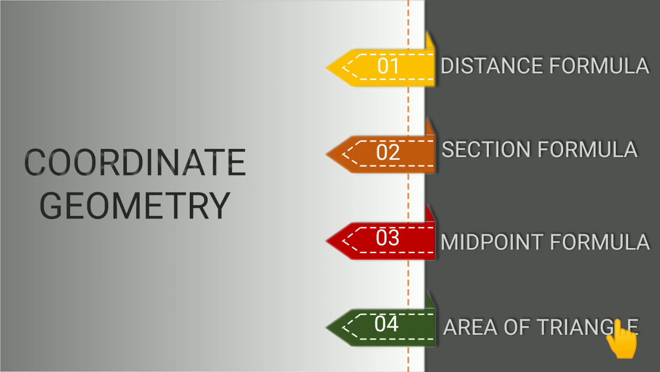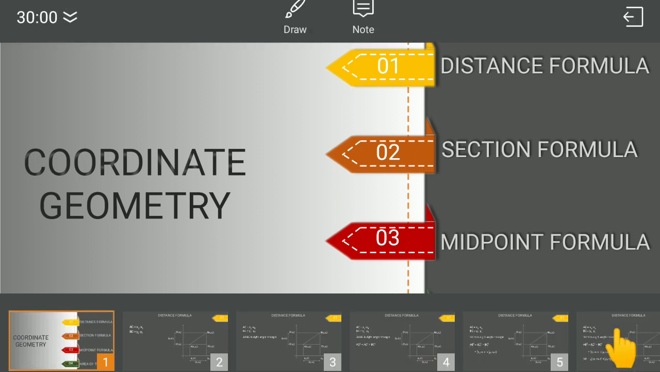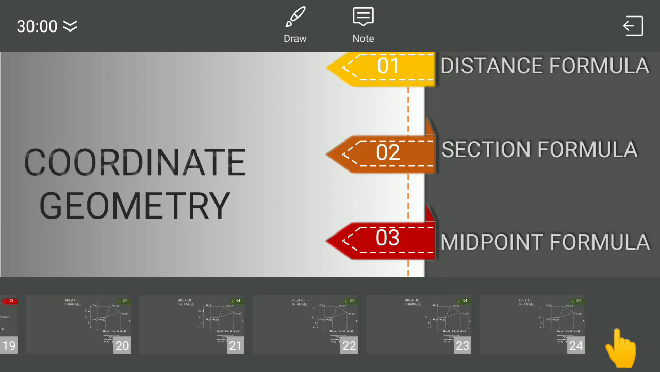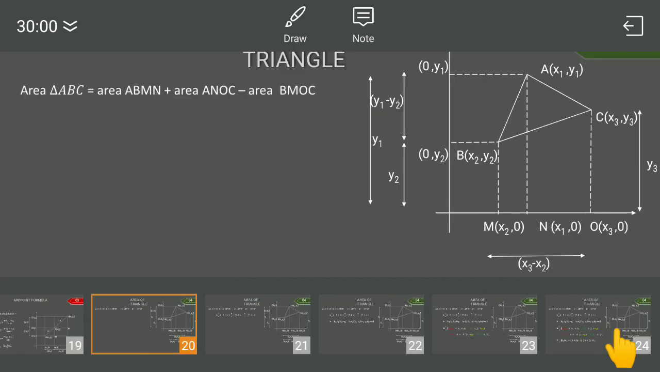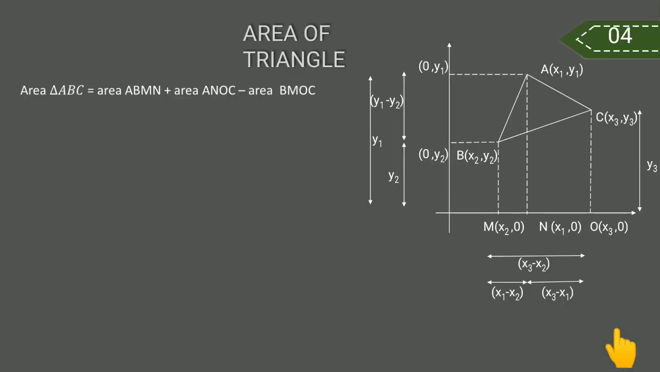Today we will derive the area of a triangle. Here we have triangle ABC, with the coordinates of A as (x1, y1), of B as (x2, y2), and of C as (x3, y3). Here we have to find the area of triangle ABC.